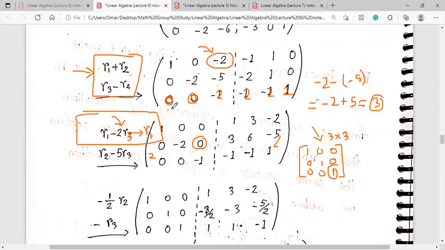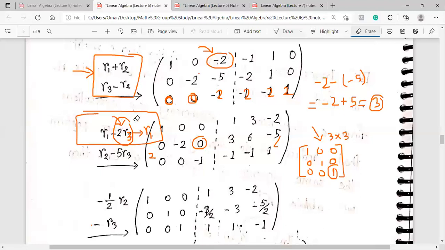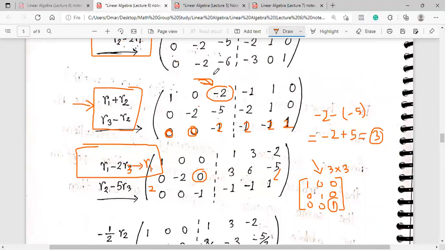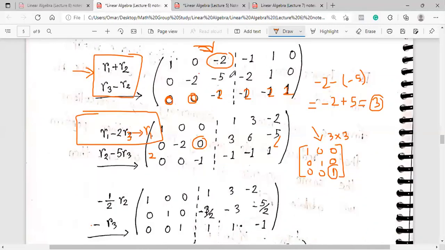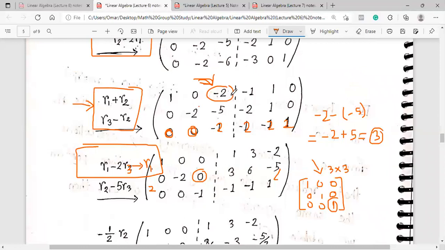So I have multiplied 2 with the third row, okay? As I have said here, I have multiplied 2 with the third row. Now we have to make this number 0. So we can subtract the third row from the first row. I mean minus 2 minus minus 2, so minus 2 minus minus 2 will become 0, right? And then we substitute the value where? On the first row, okay? So that's why this number will be 0.